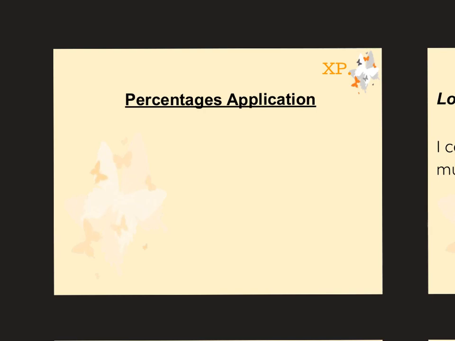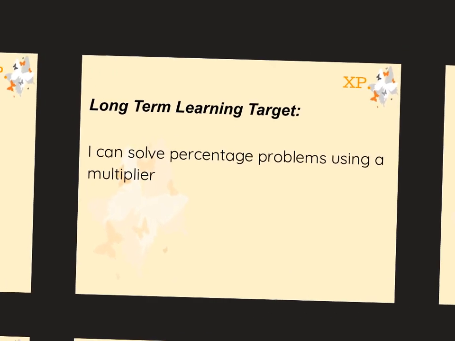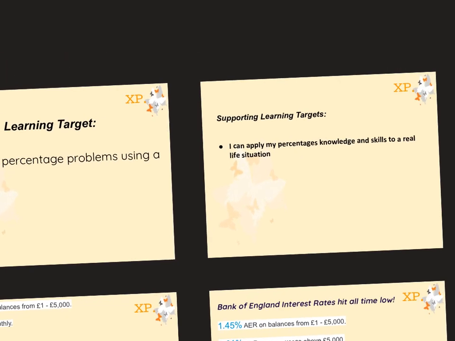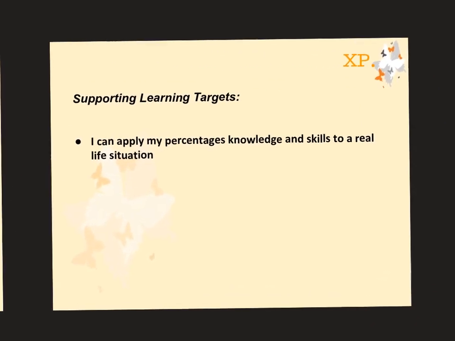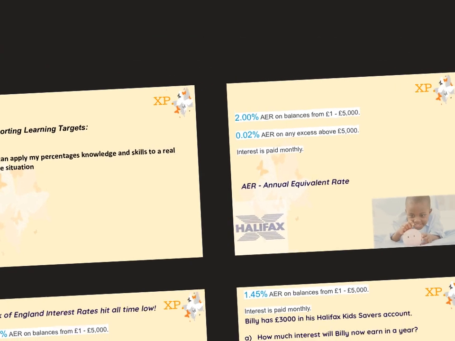So we've recapped all the percentages work that you need to know using a multiplier. So we're now going to look at applying this. The long-term learning target is still the same: I can solve percentage problems using a multiplier. Your supporting learning target is: I can apply my percentages knowledge and skills to a real life situation.